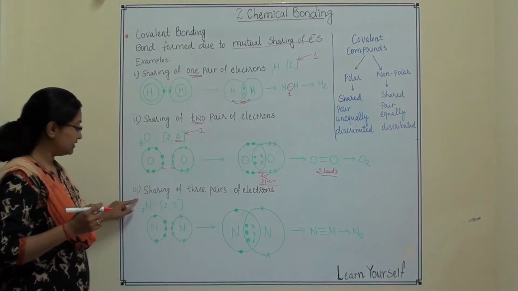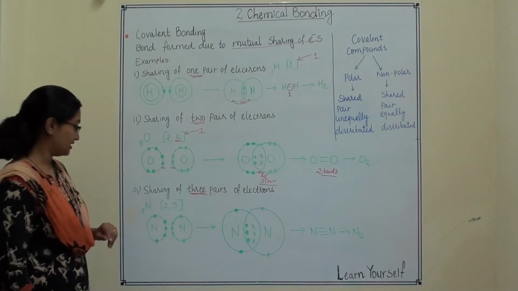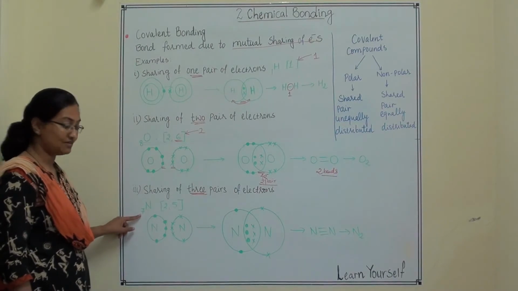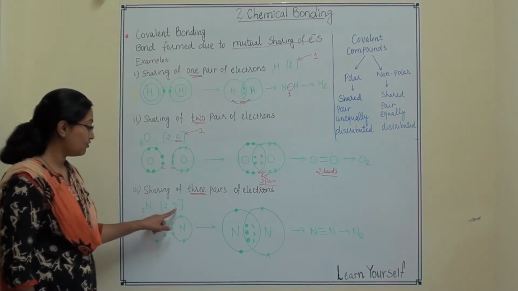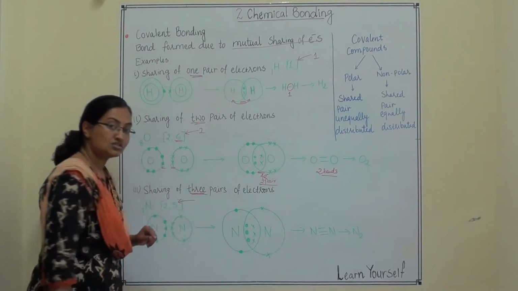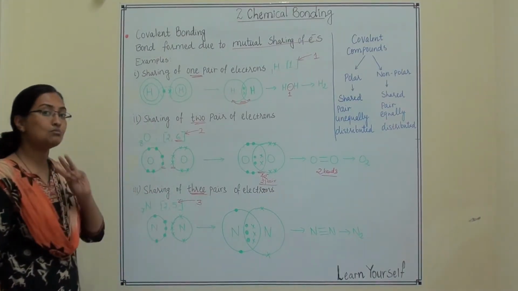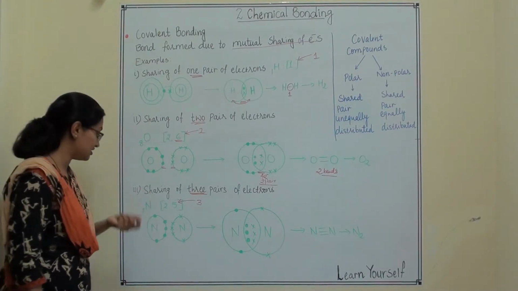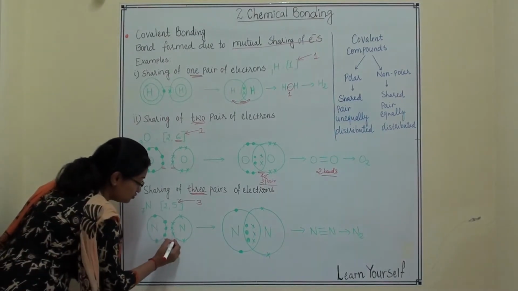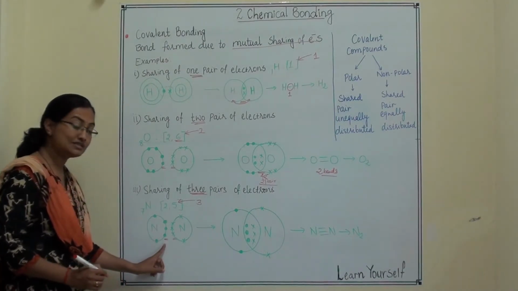Now the third example we will take. In this, sharing of 3 pairs of electrons takes place. Here we have taken the example of nitrogen. Its atomic number is 7, so its electronic configuration is 2, 5. To complete its octet, how many electrons does it require in its valence shell? Correct, 3. So it requires 3 more electrons in its valence shell. So one nitrogen atom will share 3 electrons with another nitrogen atom, and this nitrogen will share 3 electrons with the first nitrogen atom.